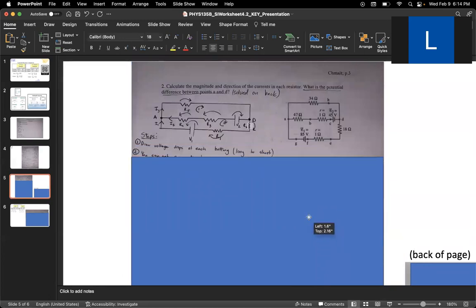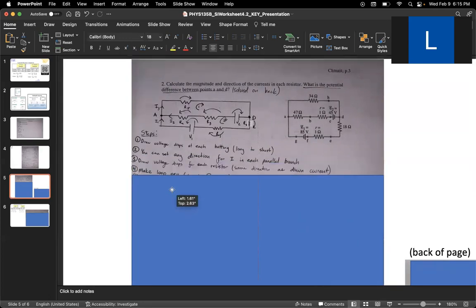I even wrote the steps right here. Step number 1, we're going to draw the voltage drops at each battery. That goes from the plus to the minus terminal, or you can just go long to short. The long side is always going to be the plus. So we know this one's acting this way, and this one's acting this way. Then you can set any direction for the current. I just wanted I1 to go here. So I1 and I2 are going in, and I3 is going out.